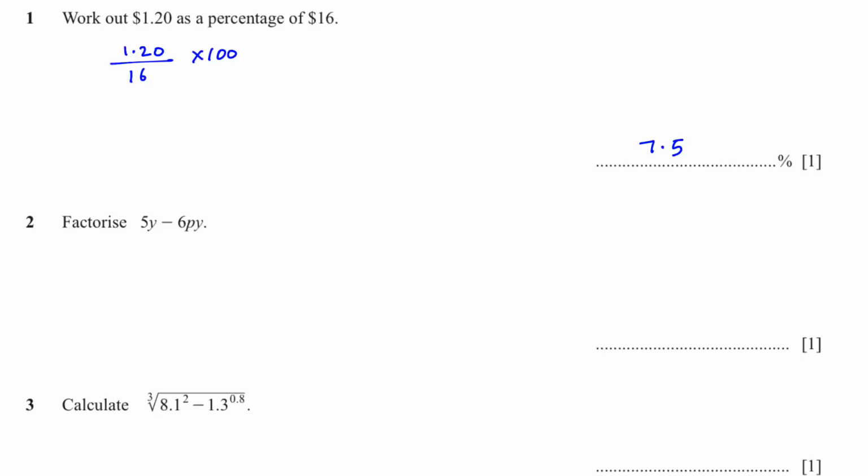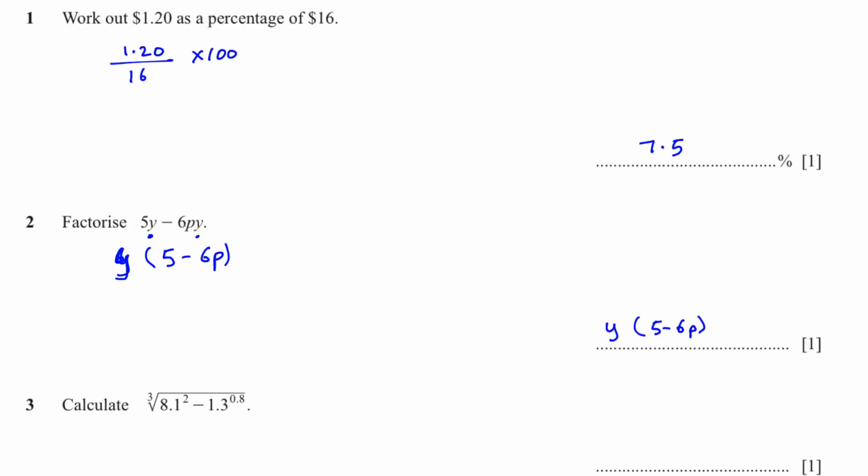The next question, factorize. So what is common here? Very easy question, this one. The y is common. So we will factorize the y out. And we are left with 5 minus 6p. So the answer is y bracket 5 minus 6p.